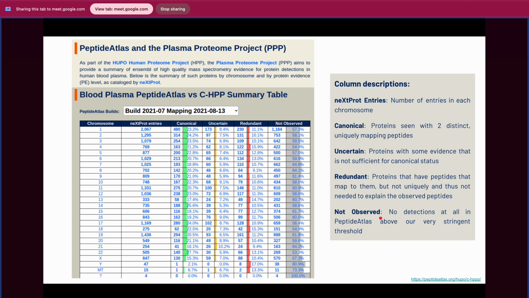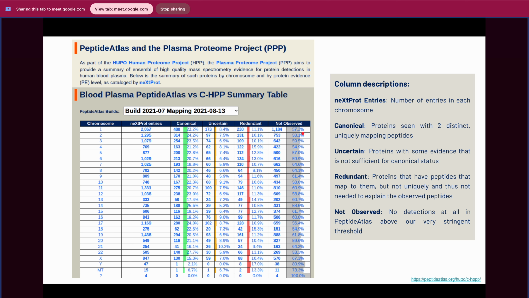Then not observed means no detection at all in the PeptideAtlas, or our criteria is very stringent. As we have seen in mass spec, the peptide spectrum may be obtained, but you are not able to identify the sequence. In that case, it will be written as not observed.